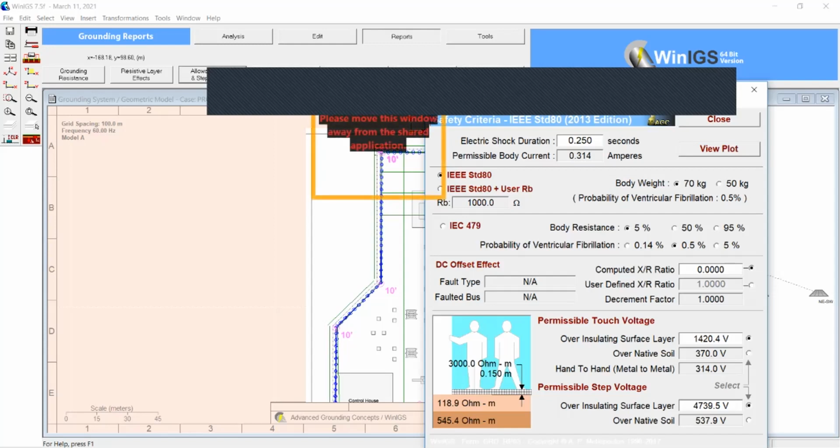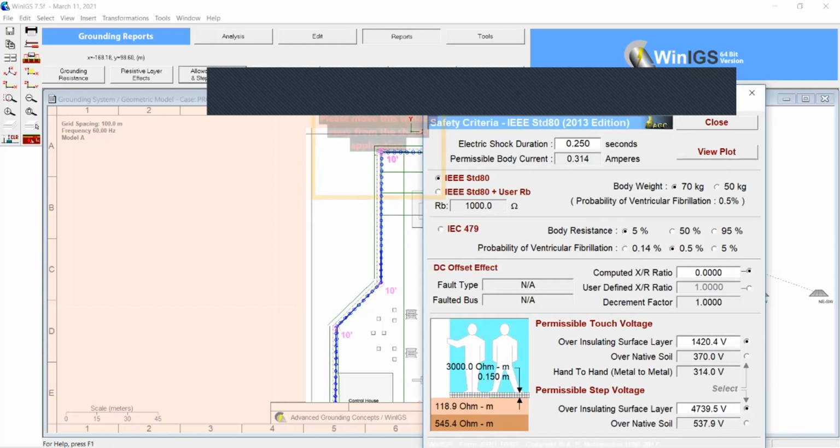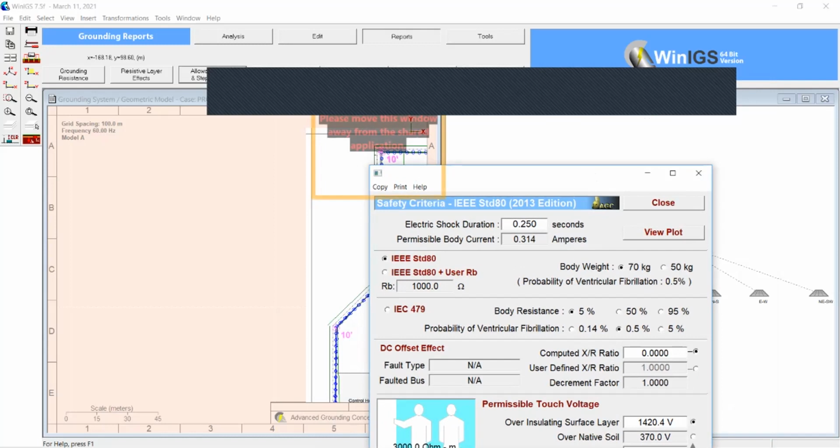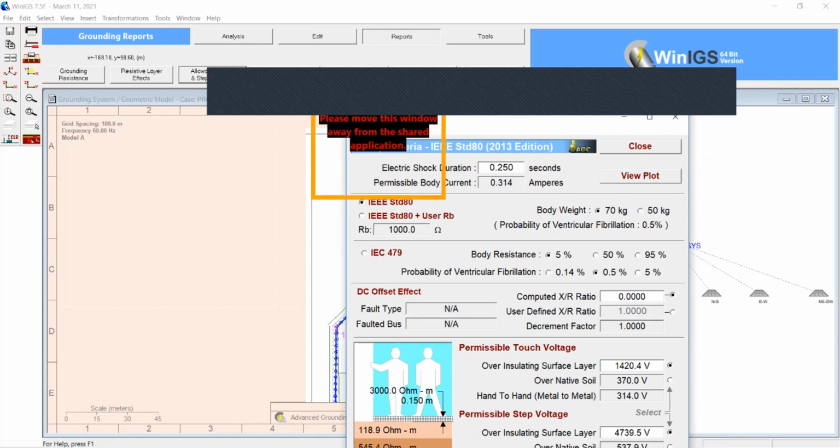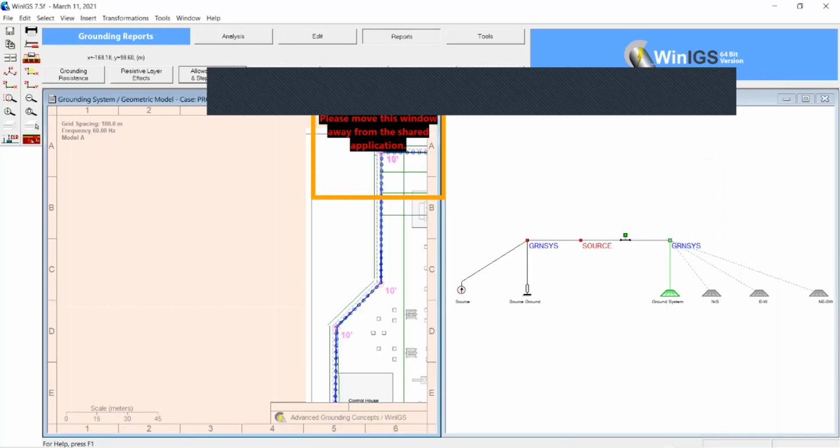It is very low. So it means at a very low voltage you will be electrocuted and it is not safe. So you have to have a higher allowable touch voltage and step voltage. That will be safe for you. So this one also you have to copy, save and include in your report. All right, when you are done, close it.